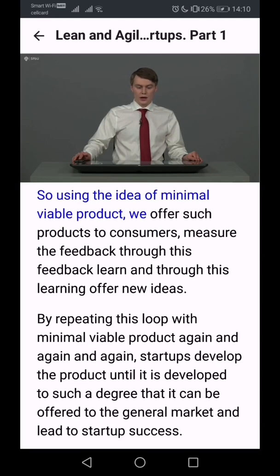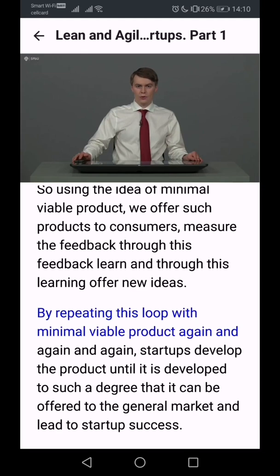So using the idea of the minimal viable product, we offer such products to consumers, measure the feedback, through this feedback learn, and through this learning offer new ideas. By repeating this loop with a minimal viable product again and again, startups develop the product until it is developed to such a degree that it can be offered to the general market and lead to startup success.